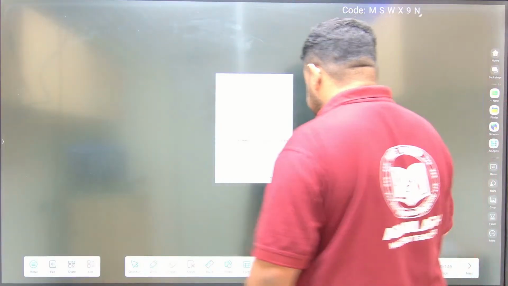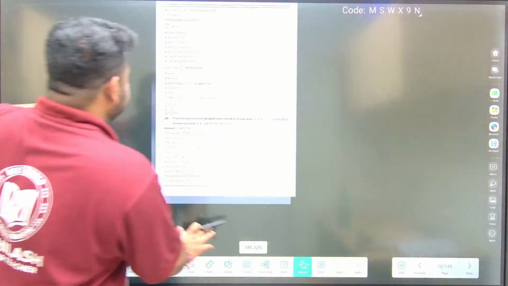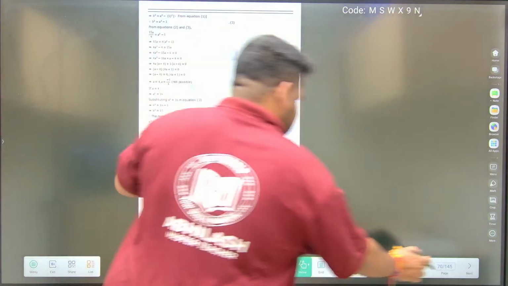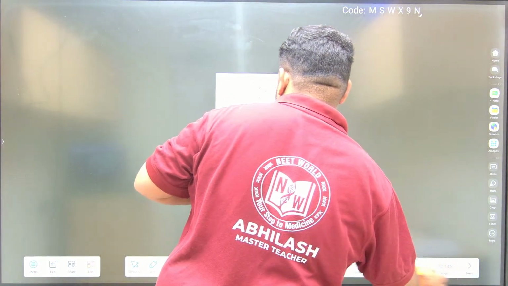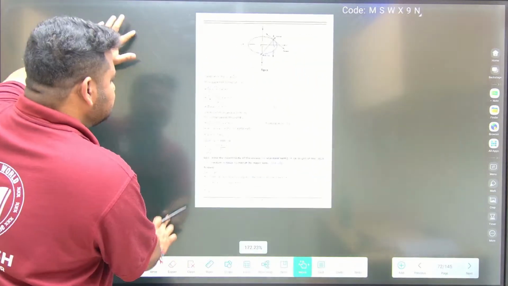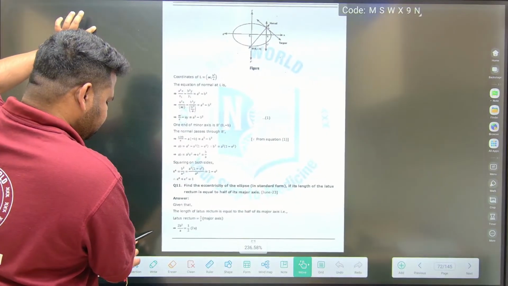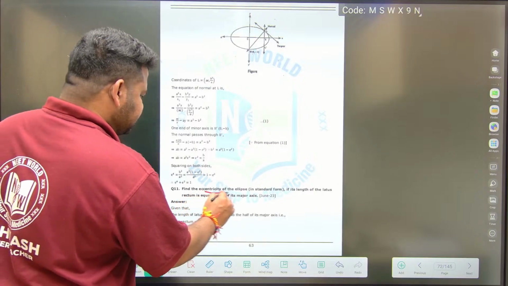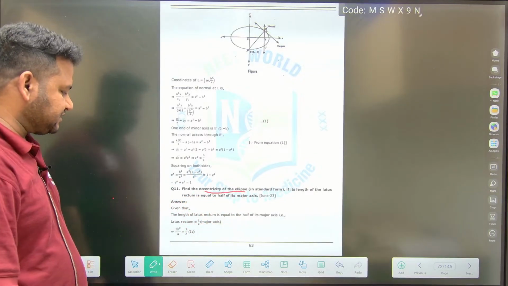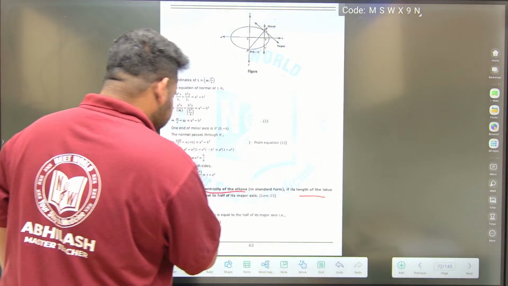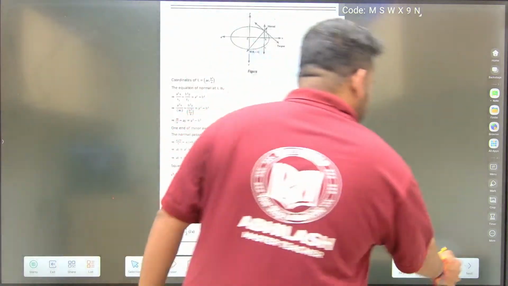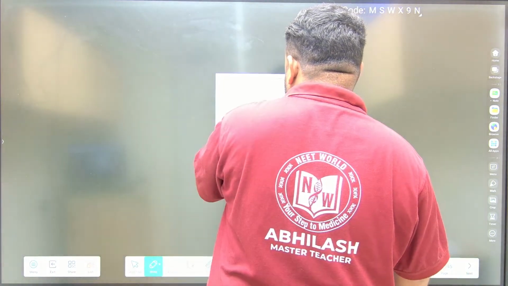Okay, let us take up this 11th question. Observe carefully what they have asked. Find the eccentricity of the ellipse in standard form, if its length of the latus rectum is equal to half its major axis. That is what we have to find out.